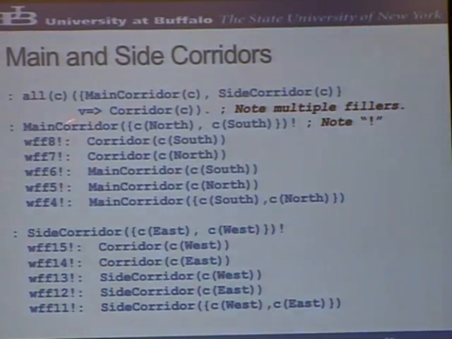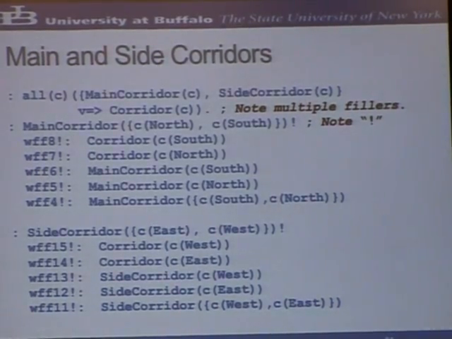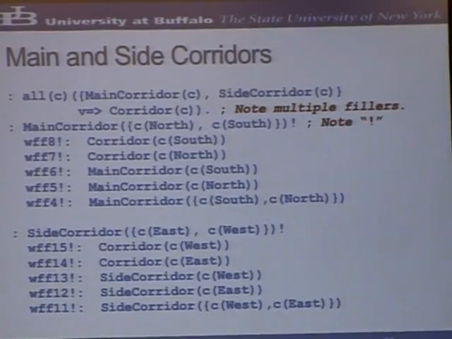So here's another use of it. Main corridor takes one argument, and here I'm giving it a set, C north and C south. So this asserts that C north and C south are both main corridors. Right? C north and C south are both fillers of the member slot, where the class slot is filled by main corridor. This is entered to the SNEPS prompt. The exclamation mark says, put it in the knowledge base and do forward inference. Or in agent speak, believe this and think about it.